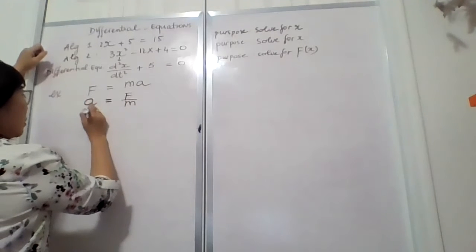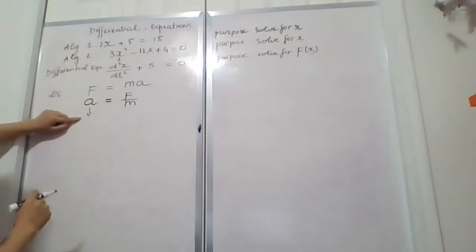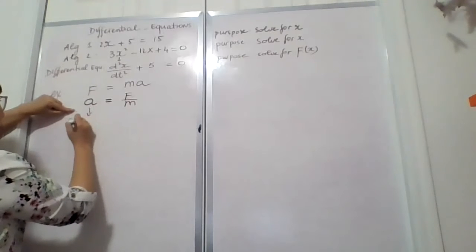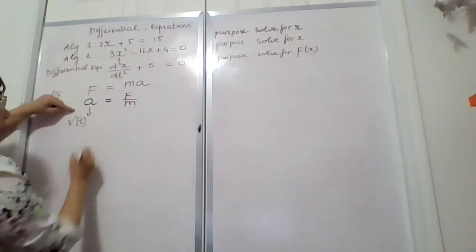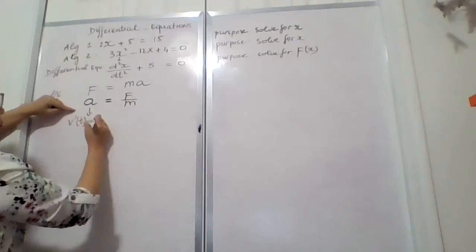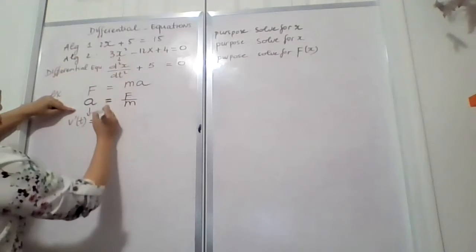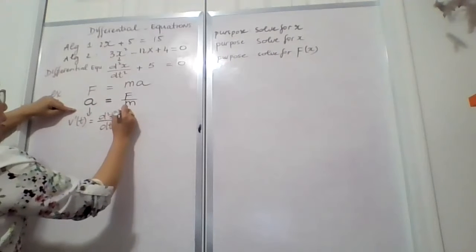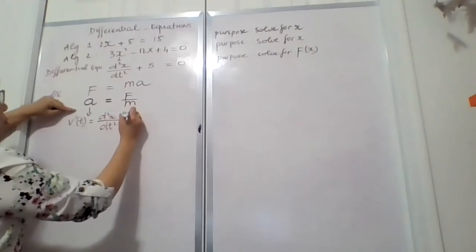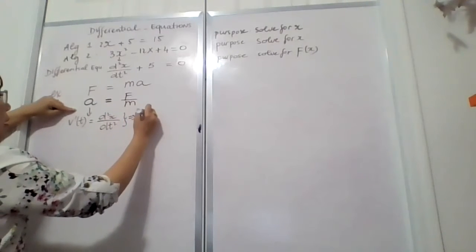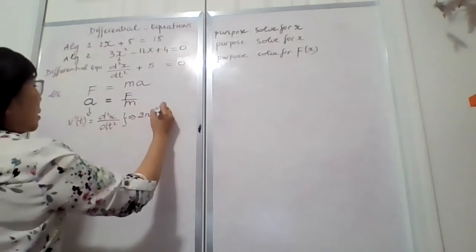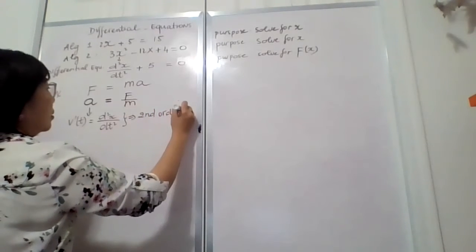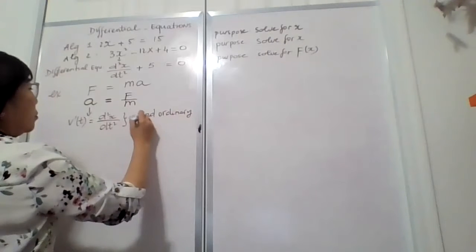But what is A? That's my purpose, I want to get into here. A actually is v prime of t. We've done that already. And what is v prime of t? It's the same as d squared x over dt squared. And this we call a second order ordinary differential equation.